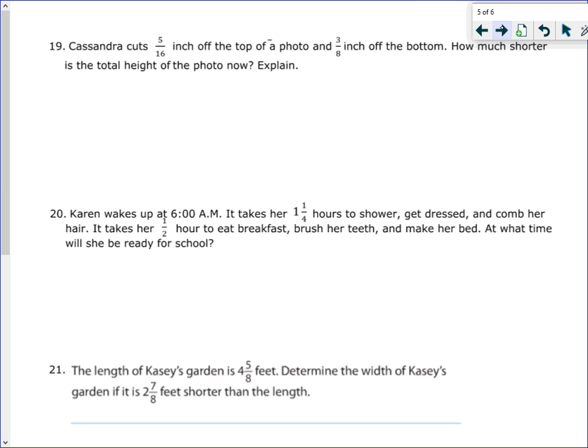All right, I think we got 4 more. Cassandra cuts 5/16 inch off the top of a photo and 3/8 inch off the bottom. How much shorter is the total height of the photo now? Now this problem we've already done before, but it's good to go over it again because a lot of people missed it. So if we have a photo, we're cutting off 5/16 off the top, and we're cutting off 3/8 off the bottom. The denominator here is going to be 16.